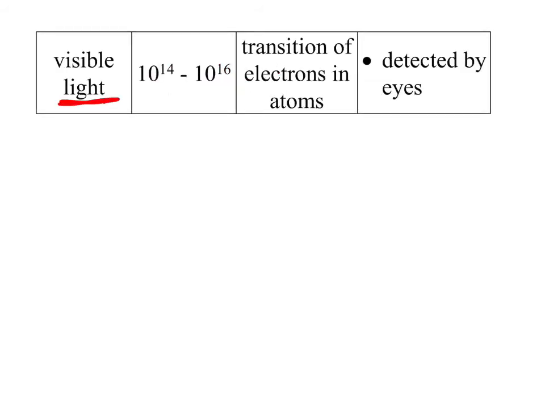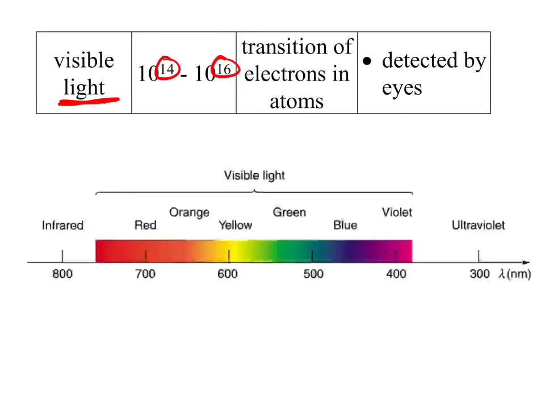And then of course we have visible light. So that frequency goes from 10 to the 14 to the 10 to the 16. So again, if you remember that radio waves start at 10 to the 4, and the first 2 go up by 4, and the rest go up by 2, you should be good. So this is due to a transition of electrons in atoms. That is still an accelerating charge.